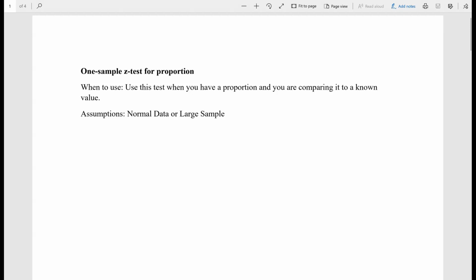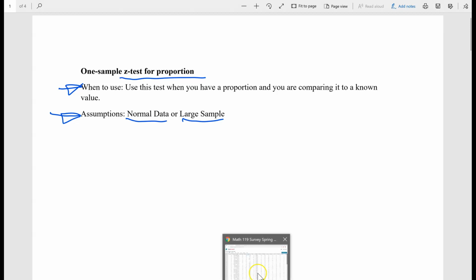So the first thing is we already know the z-test for proportions. We've already been tested on this. Here is when you use it. You want to use a one sample z-test when you have a proportion and you are comparing it to a known value. So here are the assumptions. Some of the assumptions you do have to check. You need to make sure that you have normal data and that you have a large sample. One way to know if we have a large sample is to just look at your observations. Go ahead and look at your data, see how many observations you have for that particular variable.